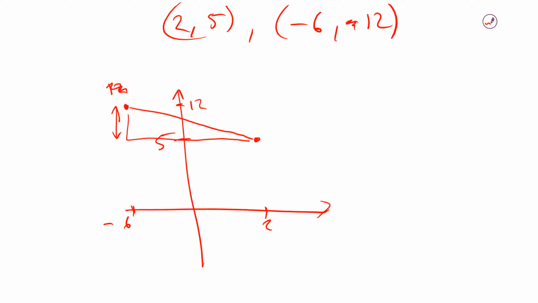Does that make sense? Yeah. So it's 12 take away 5. Now gradient is a fraction, isn't it? It's the up distance divided by the across distance. So now we want to find out how far across we've gone.